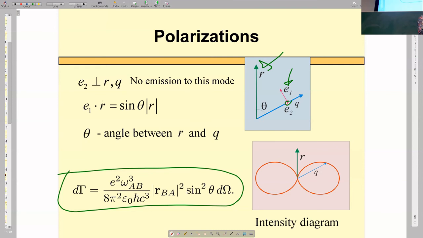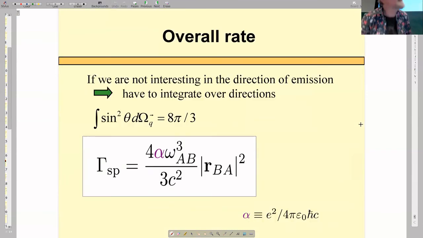So even without knowing the intensity of this dipole moment, we can figure out the intensity diagram. So the atom is in fact a small antenna. Let us see. What else can we say about atoms? We can compute the overall rate.